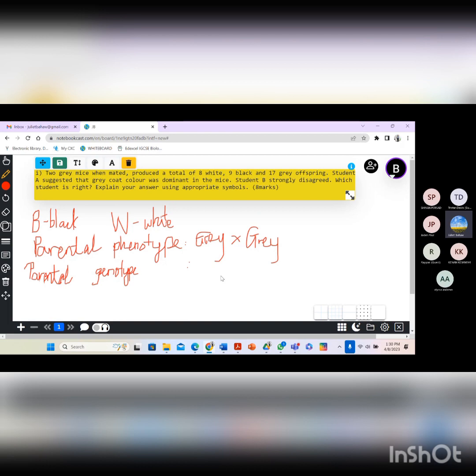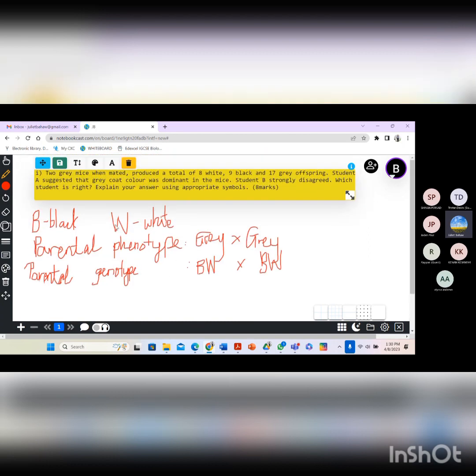Okay, you all unsure? Now remember, B is capital black. B, capital W. Yes. So Jaden said it. If capital B is black, capital W is white. In order to get gray, these two will mix. And that is when you're going to form a third allele. So therefore, this will be BW, mating with BW. All right.